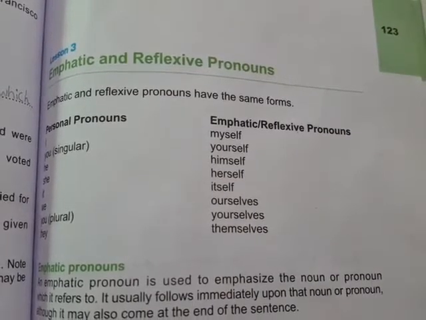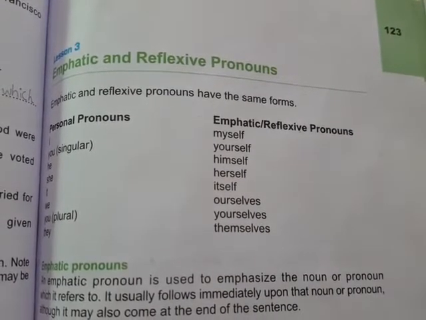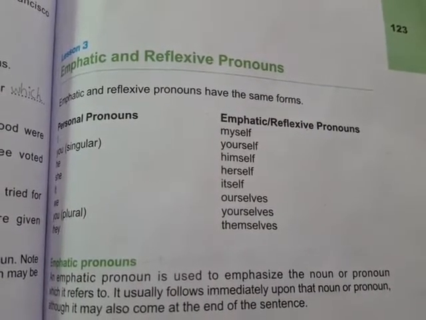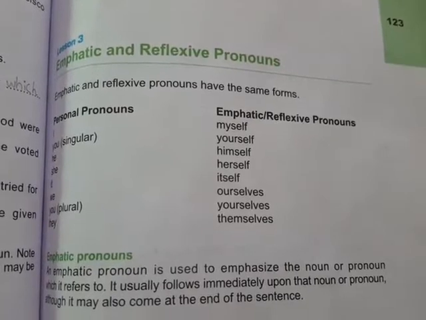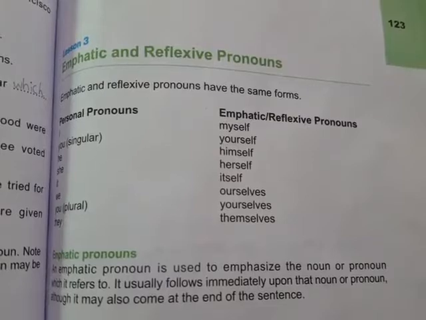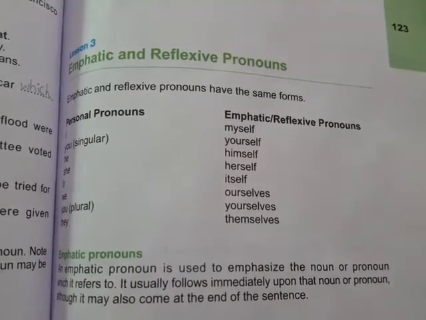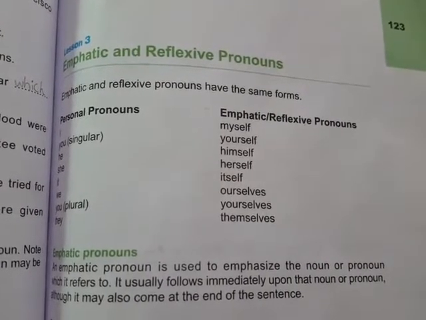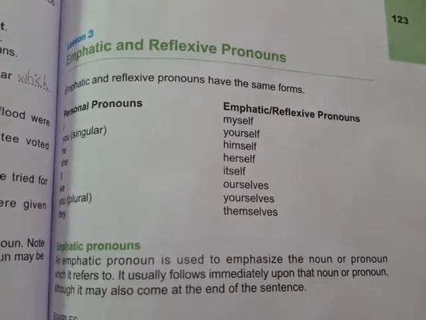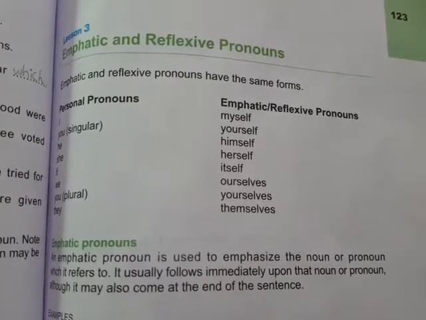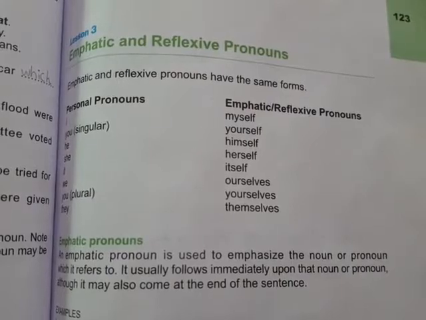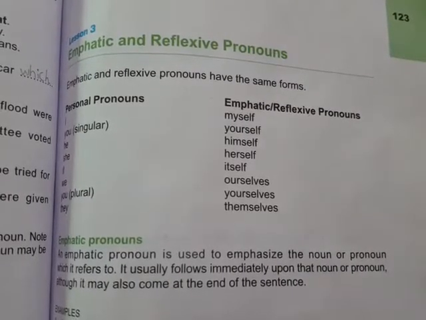Today we are going to start grammar lesson number 3, emphatic and reflexive pronouns, page number 123 of Understand and Communicate book 2. Emphatic and reflexive pronouns have the same forms, and they are formed by adding self in singular case and selves in plural case to possessive adjectives like myself, yourself, himself, herself, itself, ourselves, yourselves, and themselves.